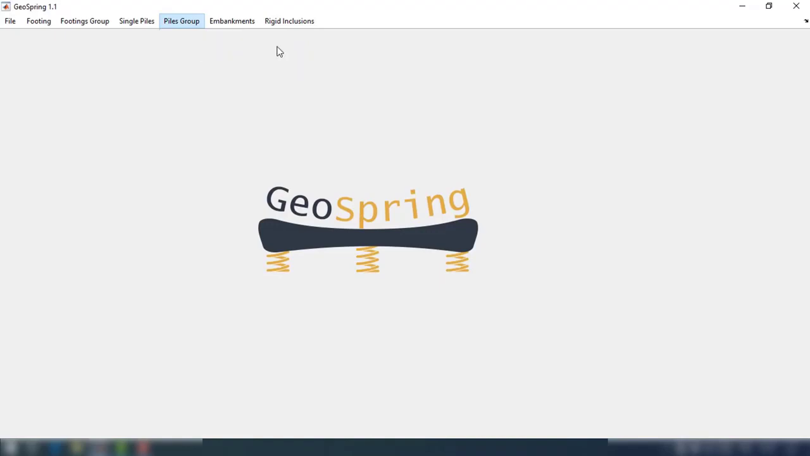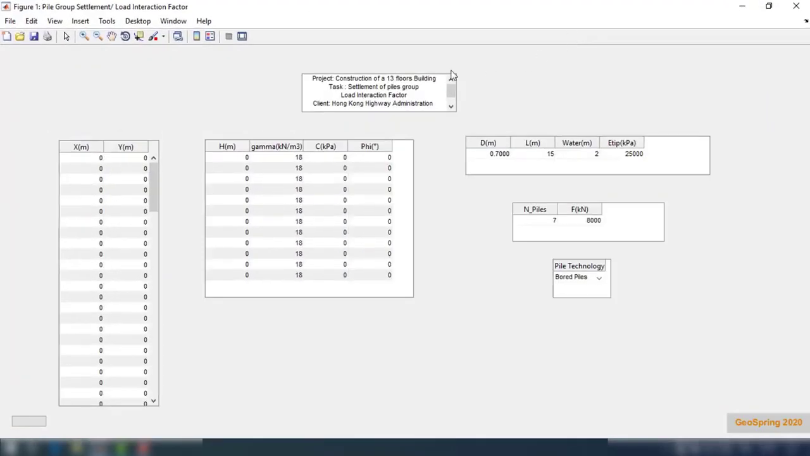Okay, so now let us move to the settlement of pile group. So pile group settlement. Here you will put the coordinates of your piles. For example, let us say that we have 4 piles, so 0, 0, 0, 2, 2, 0, and 2, 2. Here you put the thickness of each layer, and here you put your cohesion and friction angle, and here you put your density, your unit weight. For example, 22, 25, 27, 35, 35.